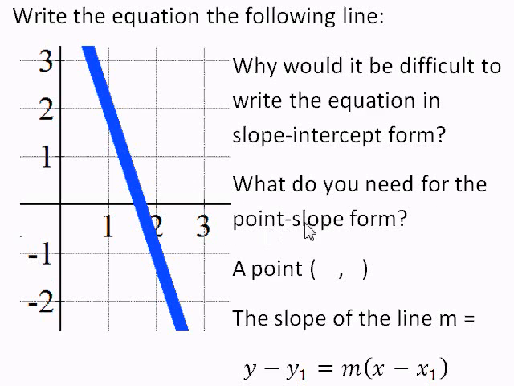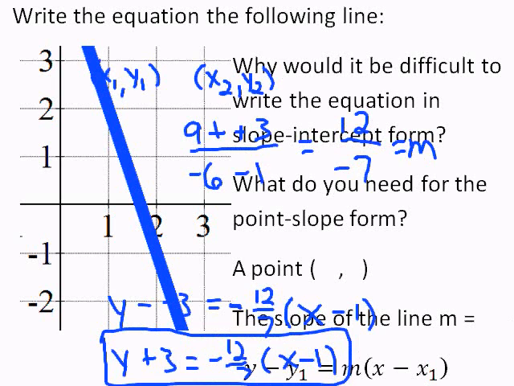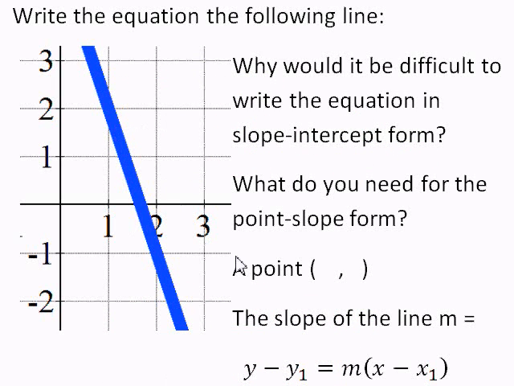What do we need to write the equation in point-slope form? Well, we're going to need a point on the line, and we're going to need the slope of the line, which we can find. Let's take a look and see if we can find a point on the line. Remember, the points we want are where the line crosses through the corners, and here's a good spot right here.